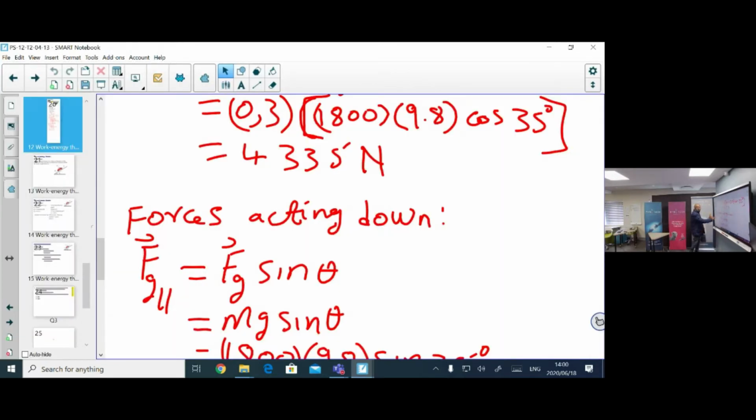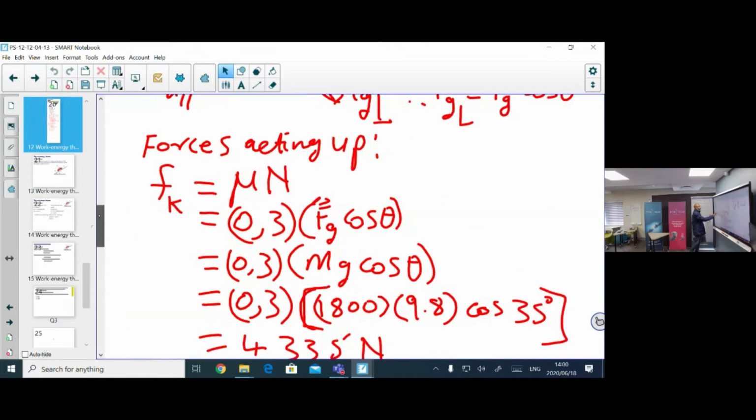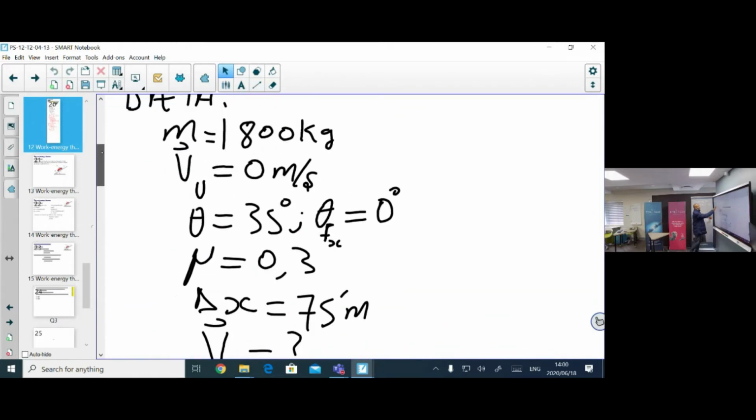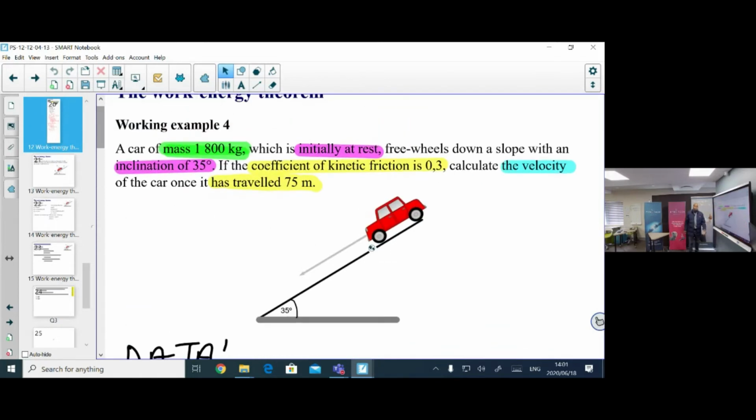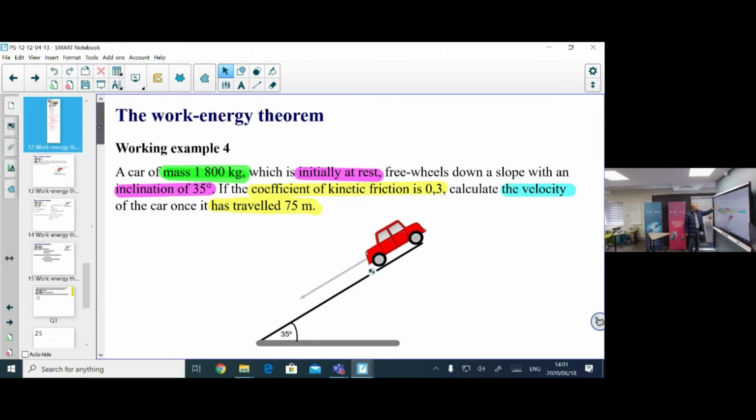So welcome back to physical science lesson. Yesterday we were busy with a problem of work energy theorem. So we tried to analyze it, write down all the given information on that data. We have done some calculations.